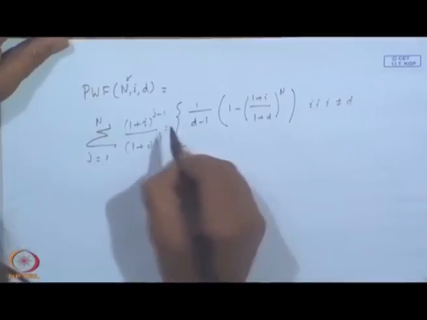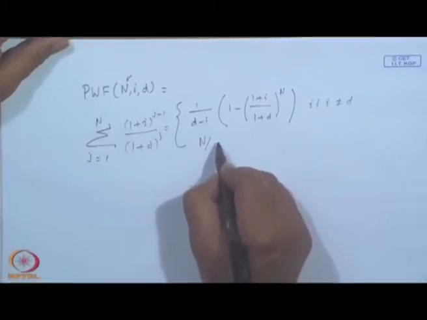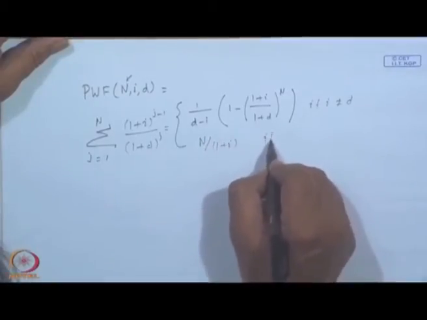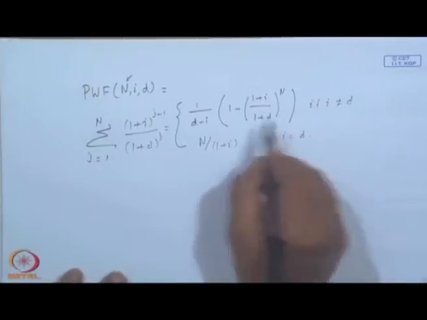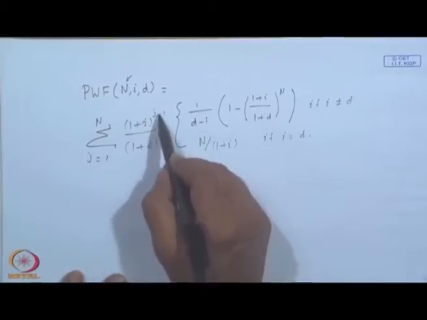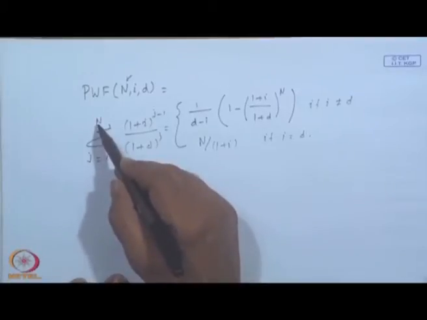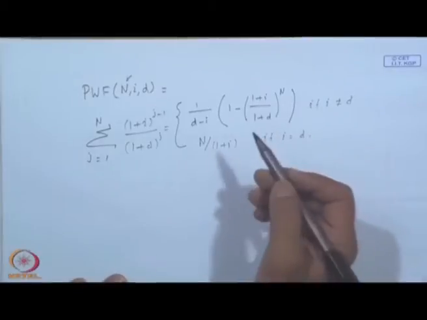So, this should be equal to simply n by 1 plus I if I is equal to d, right. So, if I is equal to d, this will be a d, this will be a d, j minus 1 by j, it will be 1 by 1 plus d summed over 1 to n will be n by 1 plus I or 1 plus d.